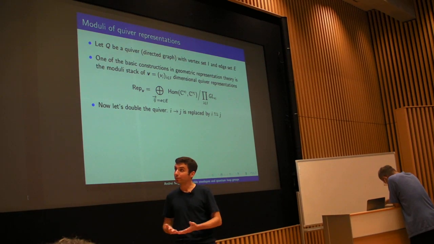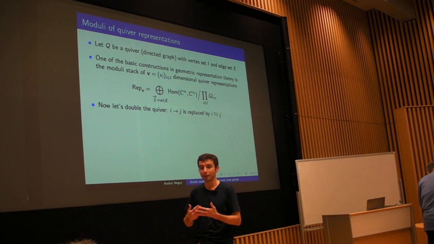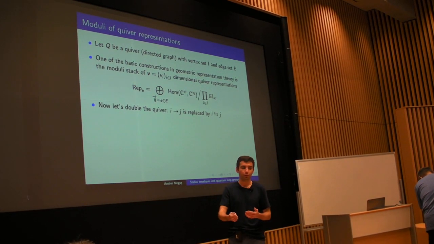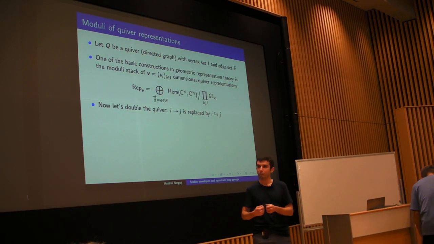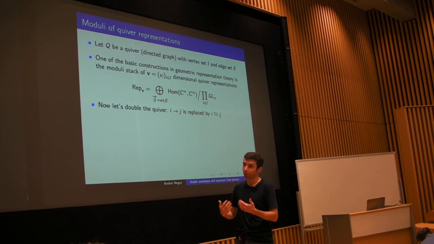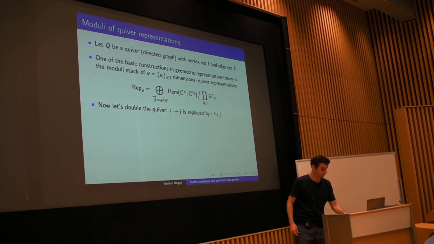Now we're going to do something that morally corresponds to doubling a quiver. So instead of thinking about Q as having an arrow from I to J, every time you see this arrow from I to J, you add an arrow in the opposite direction. So the doubled quiver always has as many arrows going from I to J as from J to I.